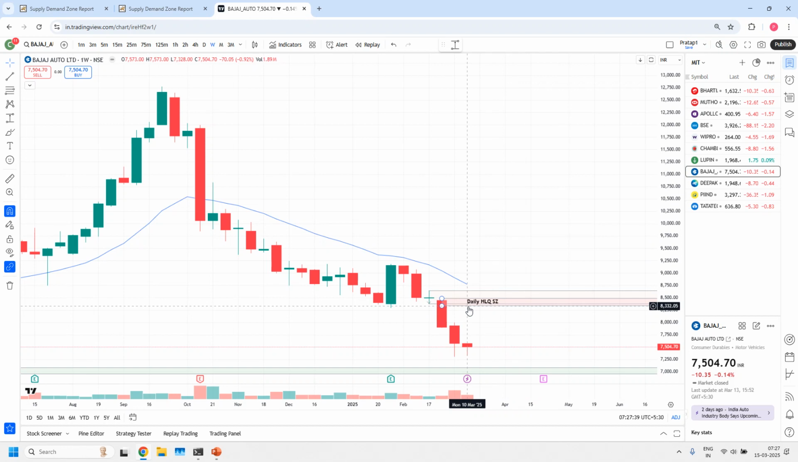Okay, what is the second zone confluence filter? LTF, ITF and even HTF supply zone confluence. How many stocks are there? Let us verify.